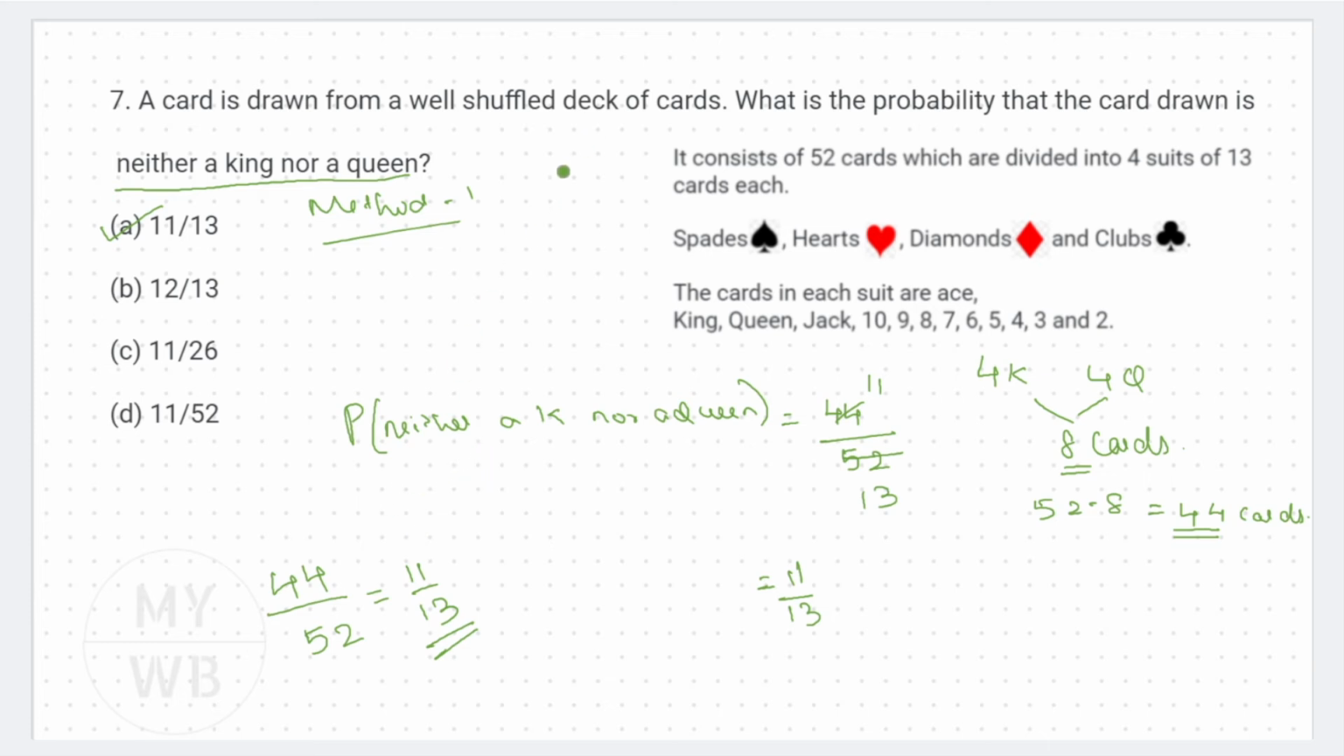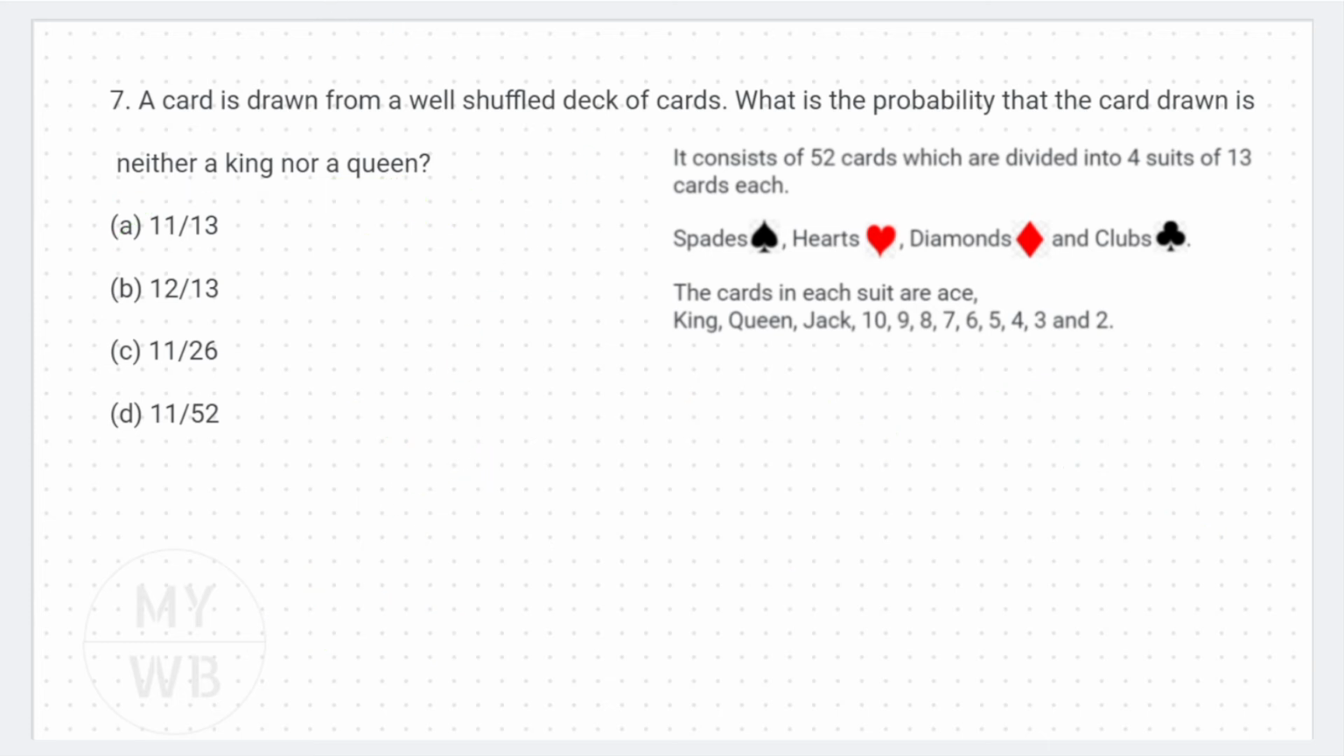Another method is, let's first find the probability of getting a king or a queen.